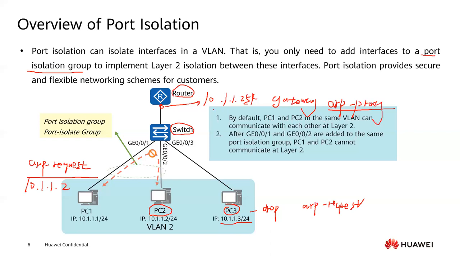What will happen? The gateway will receive the ARP request, and it knows that this IP address, 10.1.1.2, is in the same subnet as itself. So it will try to answer the ARP, it will give an ARP reply. And what is the reply MAC address? For example, we assume this interface's MAC address is MAC C, with MAC A and MAC B for the PCs. So now in PC1, its ARP entry will look like this.